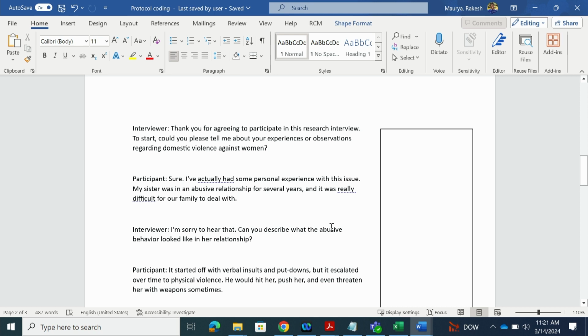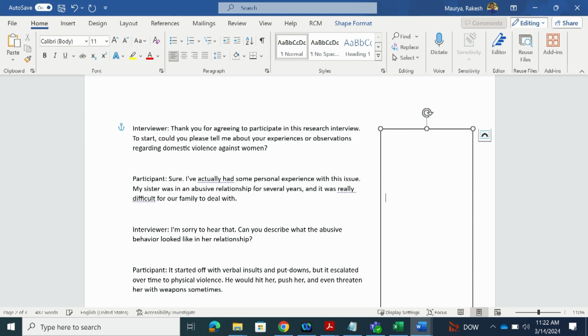Interviewer: Thank you for agreeing to participate in this research interview. To start, could you please tell me about your experiences or observations regarding domestic violence against women? So we will not code that because it's an excerpt from the interviewer. Now the participant is responding. Participant: Sure. I've actually had some personal experience with this issue. My sister was in an abusive relationship for several years, and it was really difficult for our family to deal with. So this person is talking about her sister and how she was in an abusive relationship.